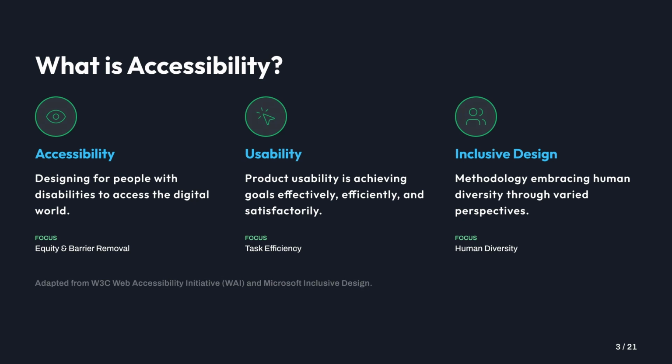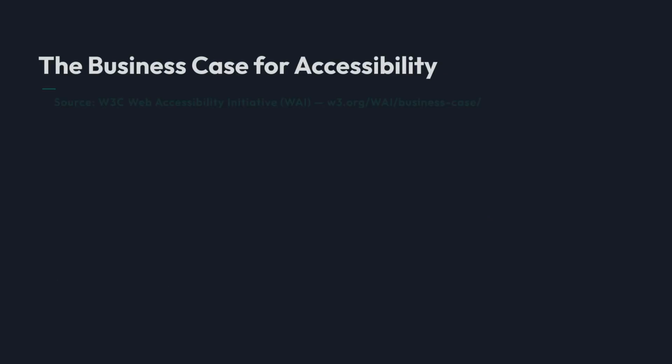What is accessibility? Let's clarify three related but distinct concepts. Accessibility removes barriers for people with disabilities. Usability focuses on task efficiency for all users. And inclusive design is a methodology that embraces human diversity from the start.